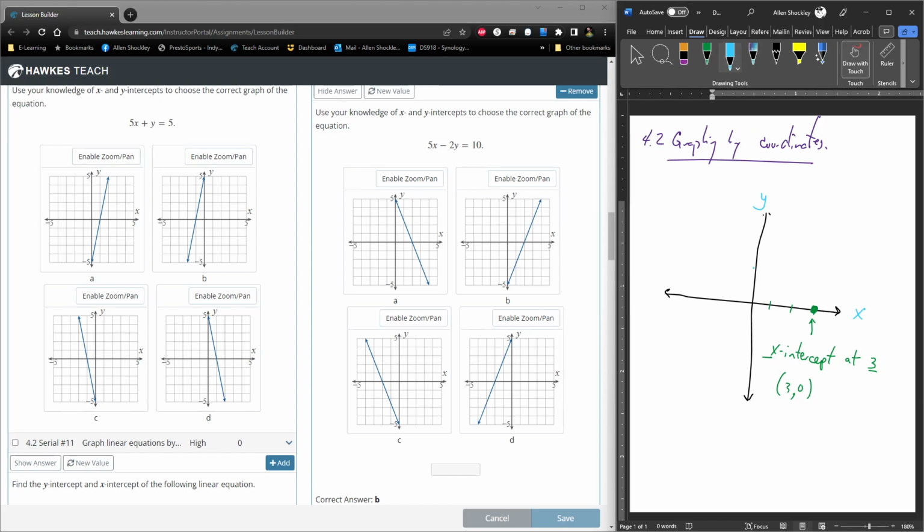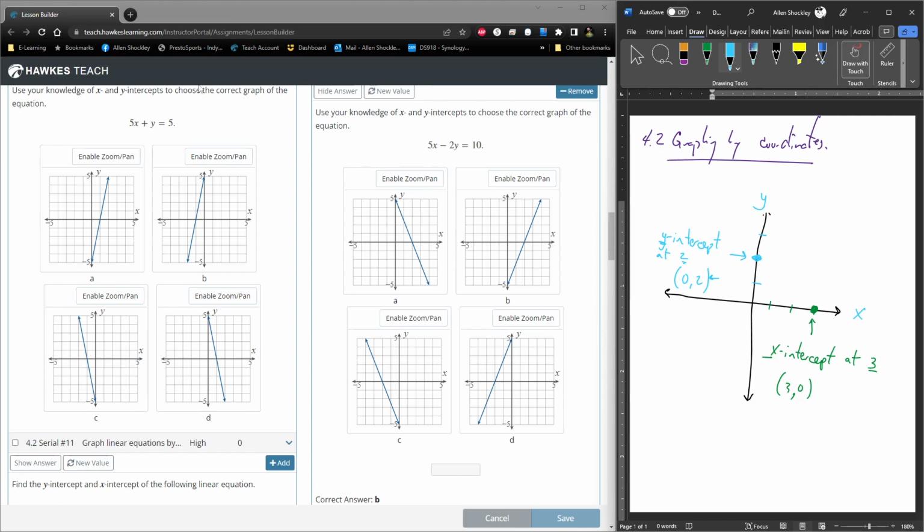Y-intercepts are just the opposite. So let's do right here at 2. This would be a y-intercept at 2. So for us, the coordinate 0, 2. 0 for the x, and your y is 2.